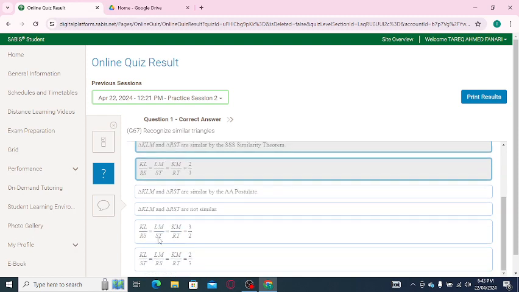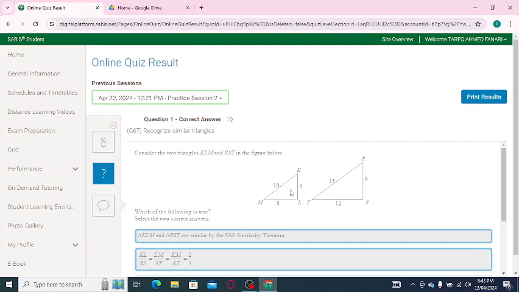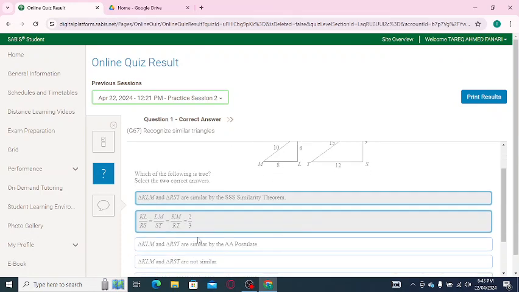First of all, let's get this out of the way. Since they're both triangles, if they're both right triangles, it's not given, but they're both triangles, they're automatically similar. Any two shapes that are not the same size but are the same shape, they're similar. That's first of all. So this one is out straight away.